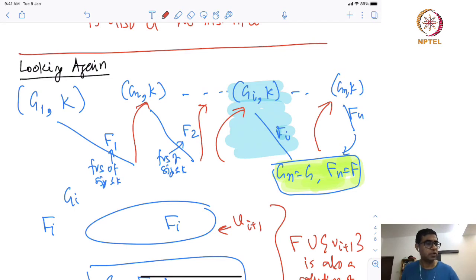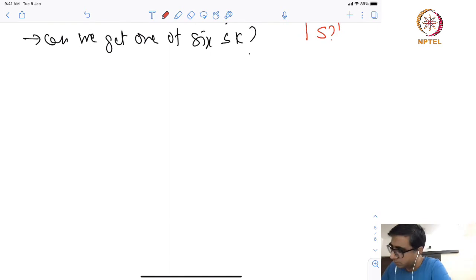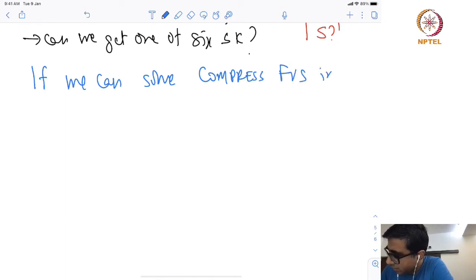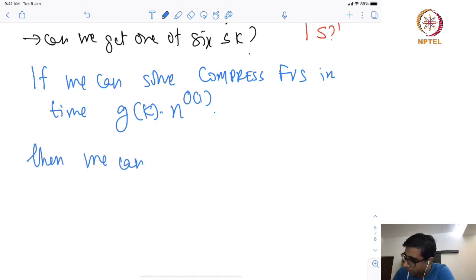Okay. So now, to solve FVS, what do we need to solve? Suppose we can compress FVS in time g of k times n to the power big O of 1, then we can solve feedback vertex set in time. How much?